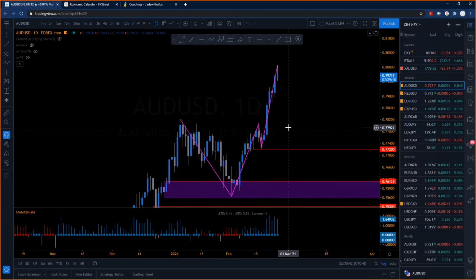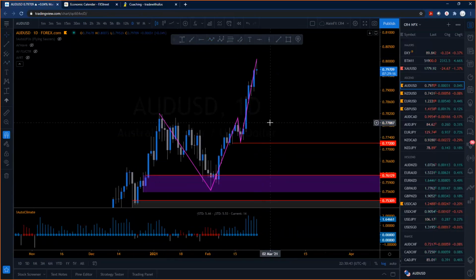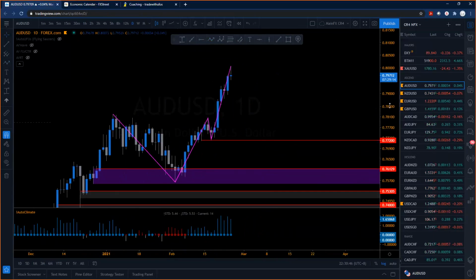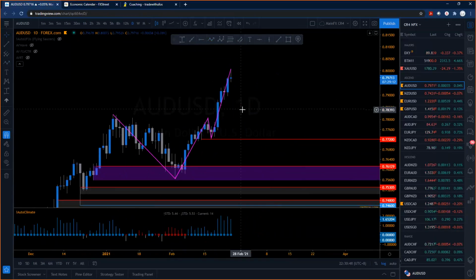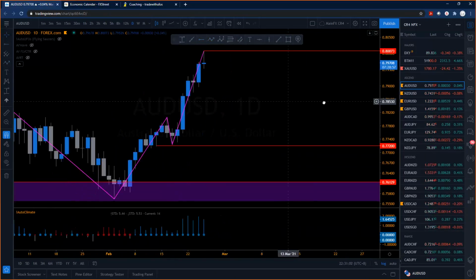So again, what do we have to do here? We're either going to have to wait for a retracement, or we are going to assume that price is going to continue up to the upside, and so potentially we could do a breakout trade here. So that's also what you could have done here too.